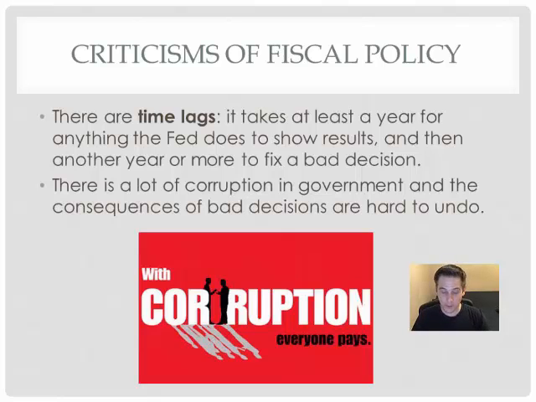Their further criticism of fiscal policy is that there are time lags. So when the Federal Reserve moves the federal funds rate up or down, it'll probably be at least a year or longer before we see any results, good or bad. But that means if there was a bad decision, it's going to be at least another year before whatever the Fed does to fix it can be felt. So we're talking about years of time where one bad decision can't really be fixed until way down the road. That's a huge consequence for a bad decision.